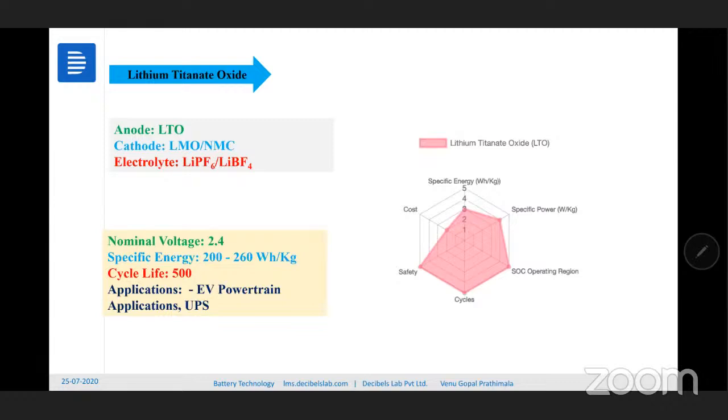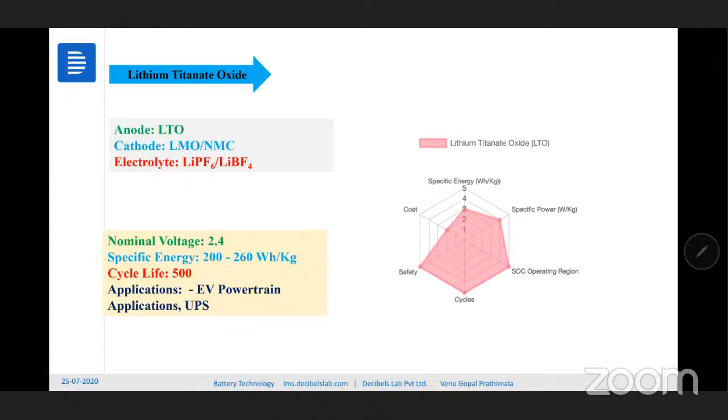So the final one is not based on the cathode type, it's based on the anode type. Okay, so up to now we have discussed based on the cathode types, but now we are going to discuss based on the anode types. So one is based on lithium titanate oxide. Up to now, the anode used is lithium carbide, okay, or graphite. But now in this, we are using lithium titanate oxide. And there are two types of cathodes here: one is lithium manganese oxide type and the other is nickel manganese cobalt type.